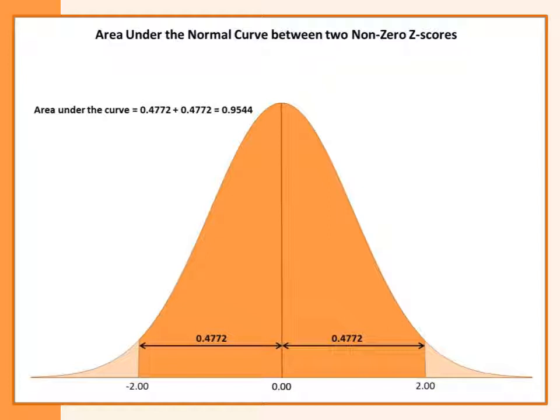Because both of our z-scores are on opposite sides of the curve, we simply add those two values together, and we end up with the area between 2.0 and minus 2.0 is 0.9544 proportion of the curve. And this is where we get, from the empirical rule, the estimate that about 95% of all cases in the standard normal curve will fall between minus 2 and 2 standard deviation units.